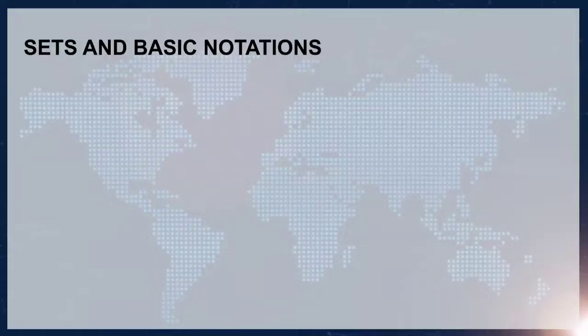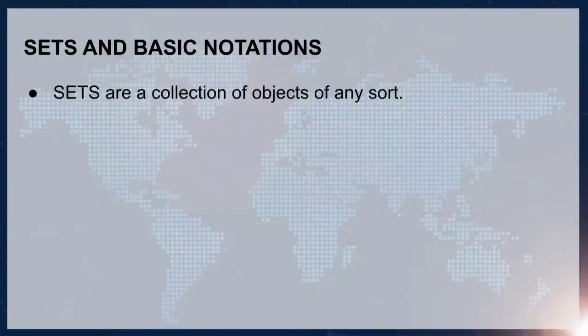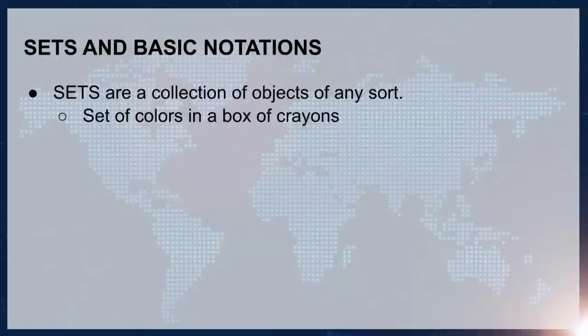Okay, so our lesson for today is about sets and how we use notations to describe sets. But first, what are sets? Sets are a collection of objects of any sort. One example is a set of colors in a box of crayons. Let's say you have 8 crayons in a box. All the colors in that box of crayons, we can call a set of colors.